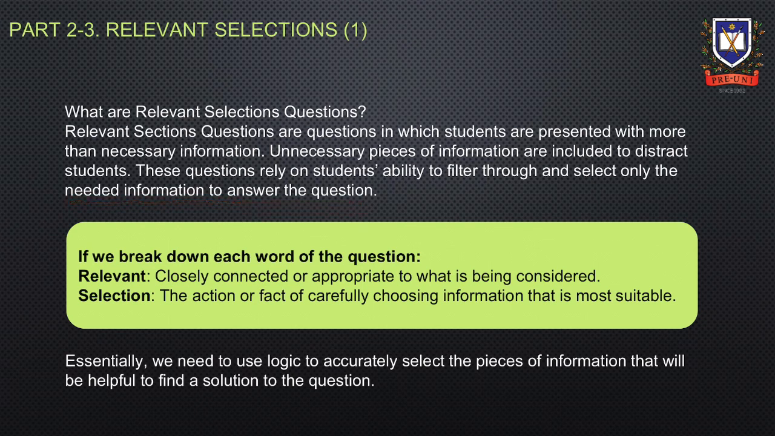If we break down each word of the question category, relevant means that something is closely connected or appropriate to what is being considered. Selection is the action or fact of carefully choosing information that is most suitable. Essentially, we need to use logic to accurately select the pieces of information that will be helpful to find a solution to the question.